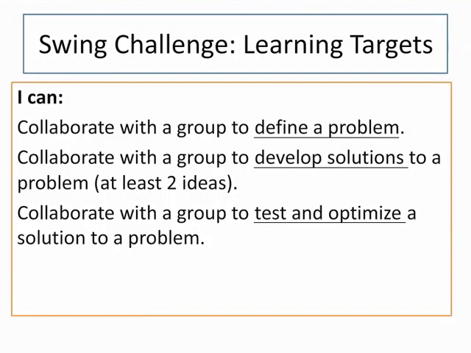Our learning targets for the swing challenge are as follows. I can collaborate with a group to define a problem. So you'll be working with your partner, a small group, to define a problem. You're going to collaborate with a group to develop solutions to a problem. So you want to see if you can come up with maybe 2 different ideas of how to solve this. And then I can collaborate with a group to test and optimize a solution to a problem.